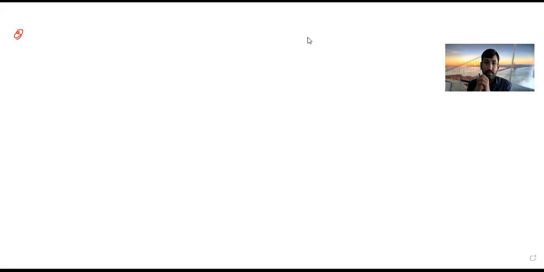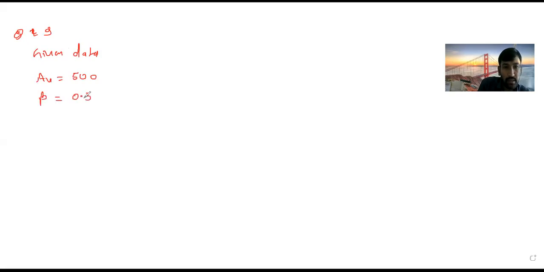Have you written that problem? Yes, sir. Can anybody read what you have written? The voltage gain of amplifier without feedback is 500. If beta is equal to 0.3, then determine the voltage gain of negative feedback amplifier. Very good. So what is given here? AV and beta. I will write here the given data. AV is 500, and beta is 0.3.